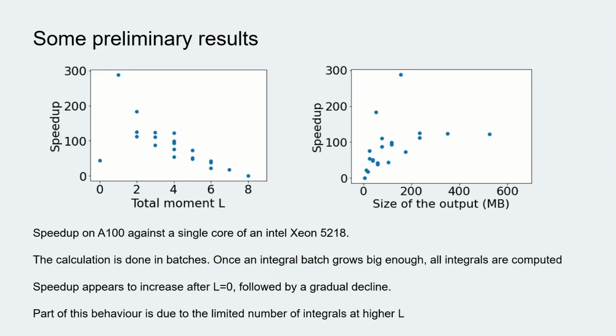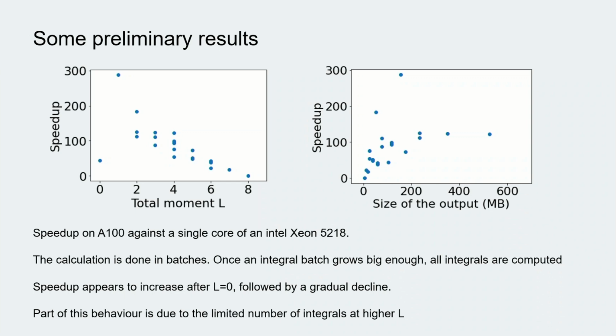I have some preliminary results. This is just the speedup on an A100 against one single core, so very serial code, on a Xeon 5218. So I have the speedup as a function of the total angular momentum, where each angular momentum is a different integral, so a different combination of integrals. What we see, which was kind of interesting, is that the speedup increased sharply after the zero momentum, just because of the way we compute these integrals. Then it's followed by a gradual decline with respect to the total momentum.